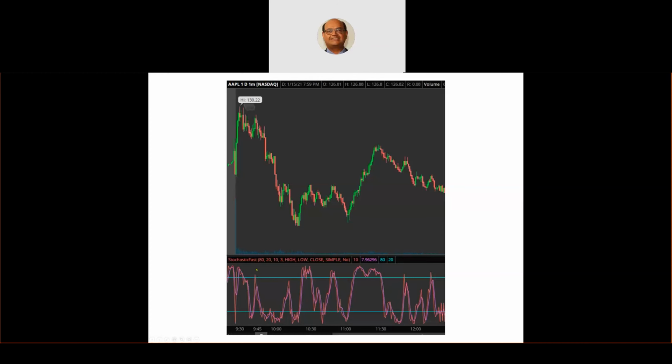What we are seeing here is stochastic fast, which can really give you true direction. If things start to go up above that 30 line, that means you can trust that things will go up. This is not that great. This is a catch, right? Out of experience, I'm telling you.